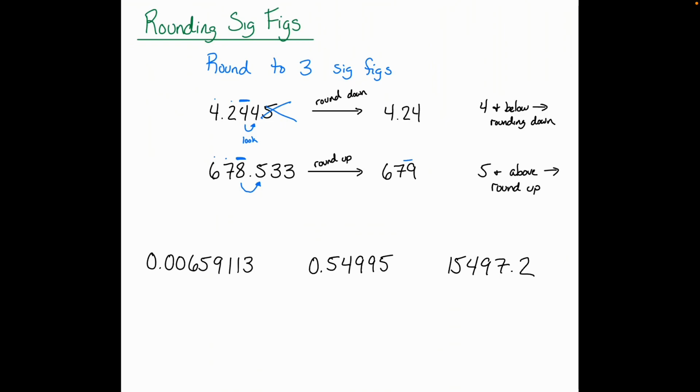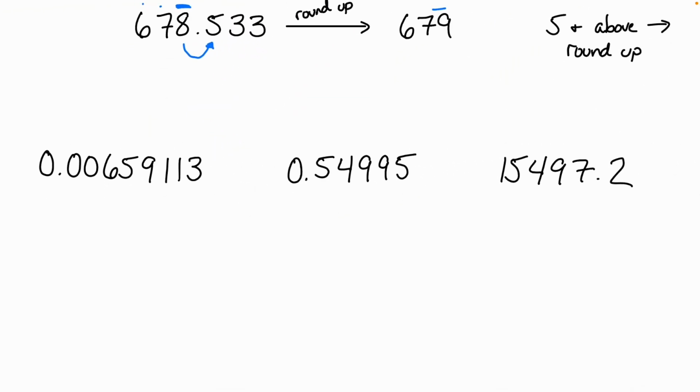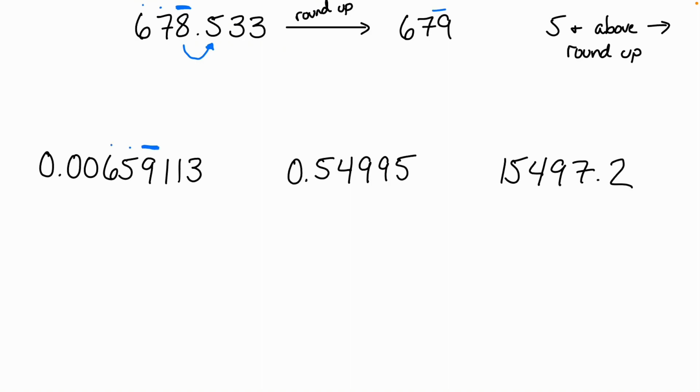All right, so this first one, I'm going to round to 3 sig figs. When I'm starting to count position, I'm going to start at the leftmost sig fig, which means I'm going to ignore those leading zeros, right? Because leading zeros are never significant. So that means I'm rounding to this position right here. Does this number round up or round down? Rounds down, because next door is this 1 right here. So this number rounded to 3 sig figs, 0.00659.